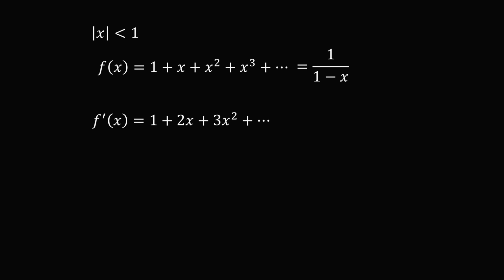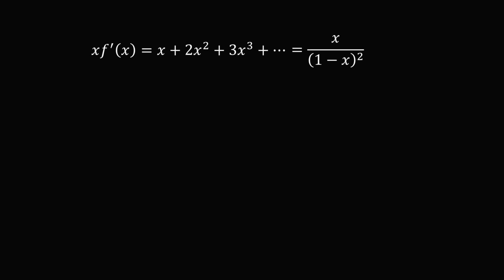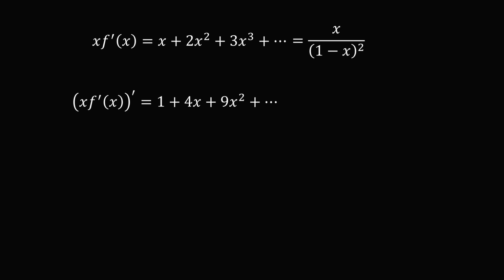Now let's differentiate term by term. 1 becomes 0, x becomes 1, x squared becomes 2x, x cubed becomes 3x squared, and so on. So then we can differentiate 1 divided by 1 minus x, and that's equal to 1 divided by the square of 1 minus x. We will multiply both sides of this equation by x. Then we are going to take the derivative of this. We differentiate term by term, so we get 1 plus 4x plus 9x squared, and so on.